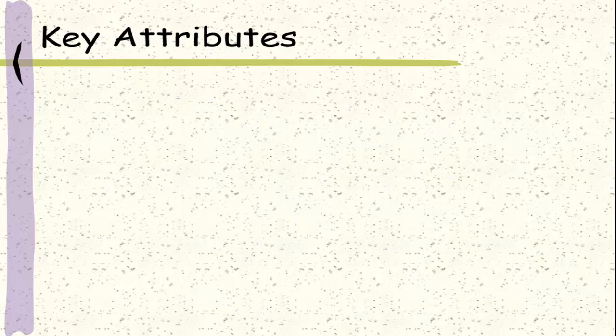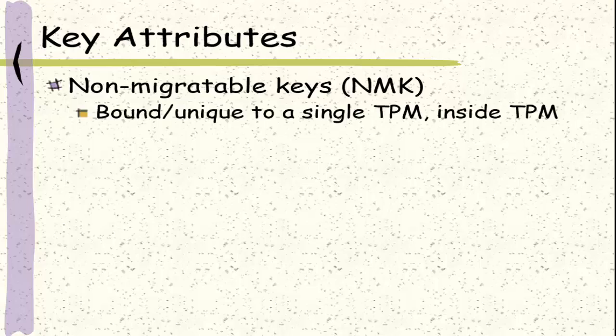Based on whether a key can be transferred from one TPM to another, the TPM keys will have one of the following attributes. The non-migratable keys, or NMK, are those created for one TPM and cannot be migrated or exported to another TPM. They are stored in TPM's shielded locations, and the TPM can create certificates for non-migratable keys.